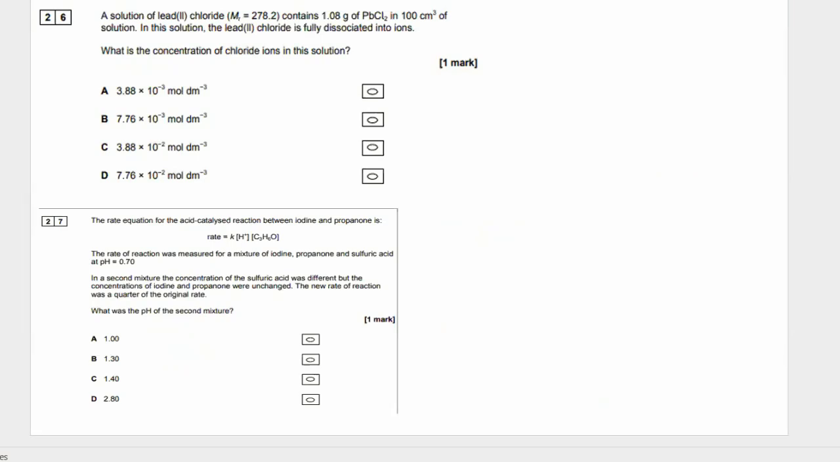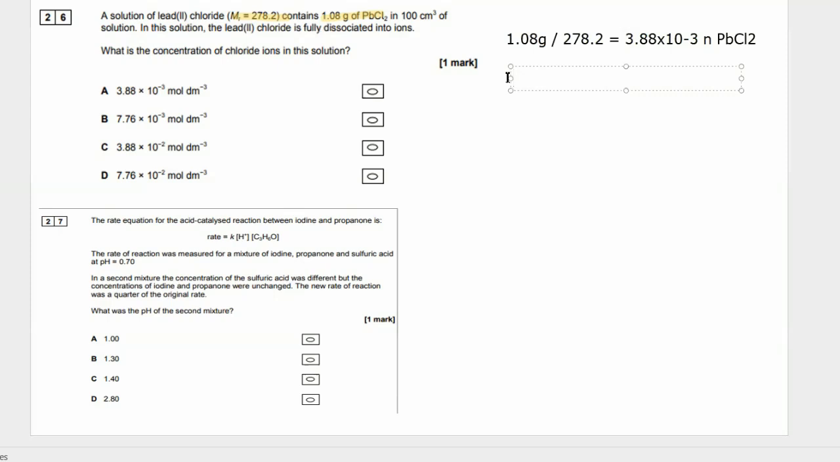So 26, a solution of lead 2 chloride, MR 278.2, contains 1.08 grams of lead chloride in 100 centimeter cube of the solution. In this solution, the lead 2 chloride is fully dissociated into ions. What is the concentration of chloride ions in this solution? So first of all, we need to look at the information we've been given. We've got the MR of lead chloride and we've got the mass. So let's do mass over MR equals moles, and we get 3.88 times 10 to the minus 3 moles of PbCl2.